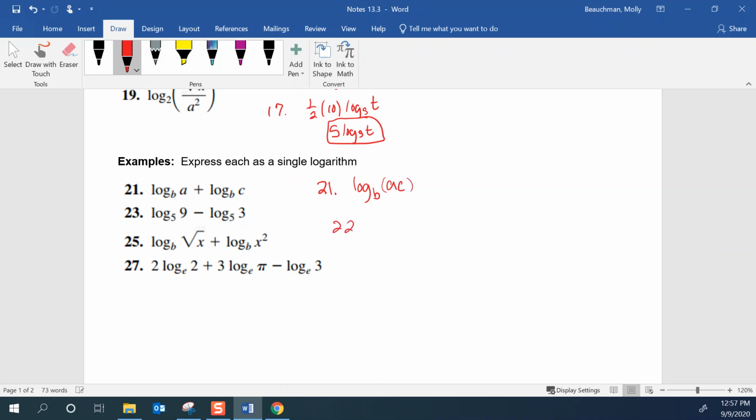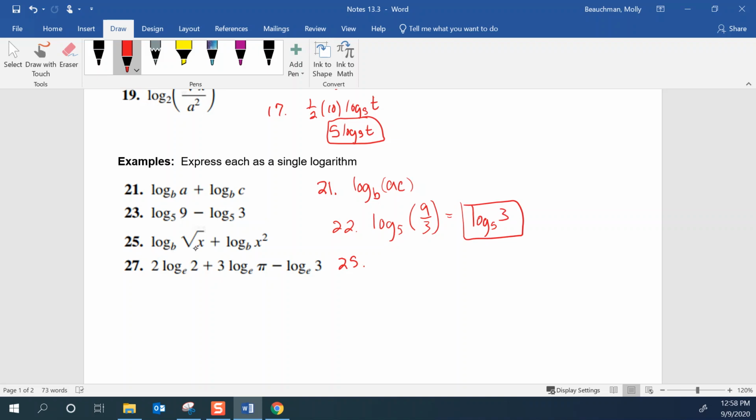Number 22, log base 5 of 9 minus log base 5 of 3. We're subtracting, so we can put that as a single logarithm by dividing. Log base 5 of 9 divided by 3. And in this case, we can simplify one more step. That's the log base 5 of 3, because 9 divided by 3 is 3.